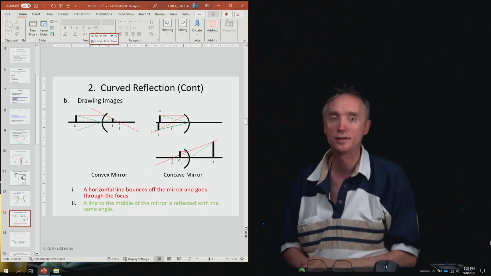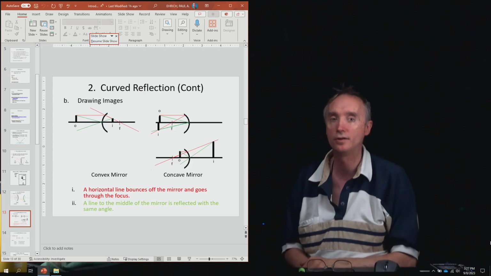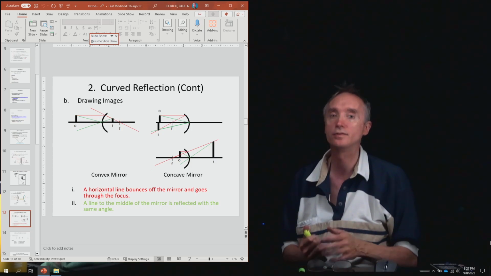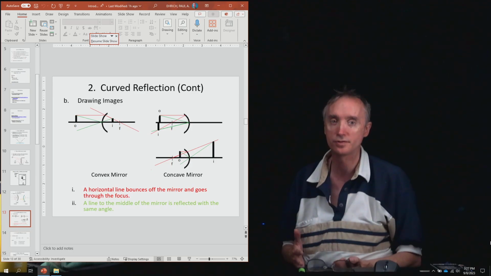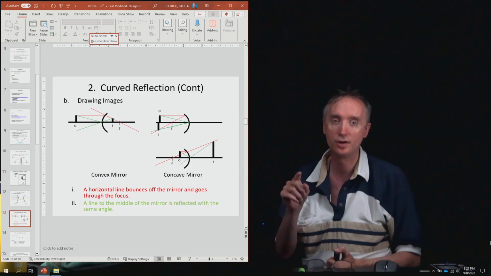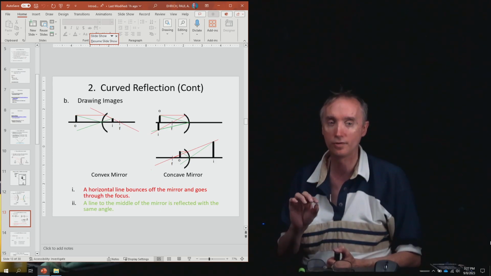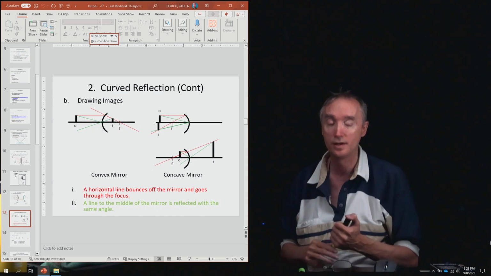Okay, I'm back, and so now we want to talk about how to locate the image of an object in either a convex mirror or a concave mirror. If you're one of my students, you're not going to need to know these pictures, and you're not going to need to know how to draw them. But there are some general things I would like for you to know about convex and concave mirrors.